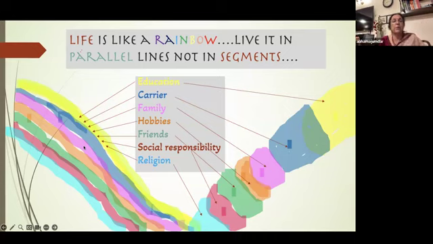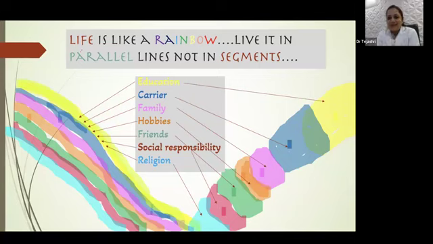Yes, one segment may be broader at times and you give lesser time to the other segments, but everything of this rainbow, all the 7 things I've written here, should go all together. This is my life lesson for all of you today.